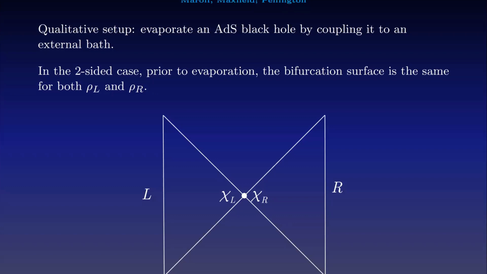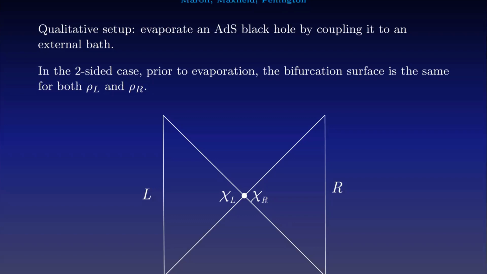So this is what a black hole looks like before evaporation. This is a two-sided black hole. We have a left side and a right side, and there's a bifurcation surface between the two. The bifurcation surface is the same for the left and right boundaries. And so this is the behavior before evaporation.